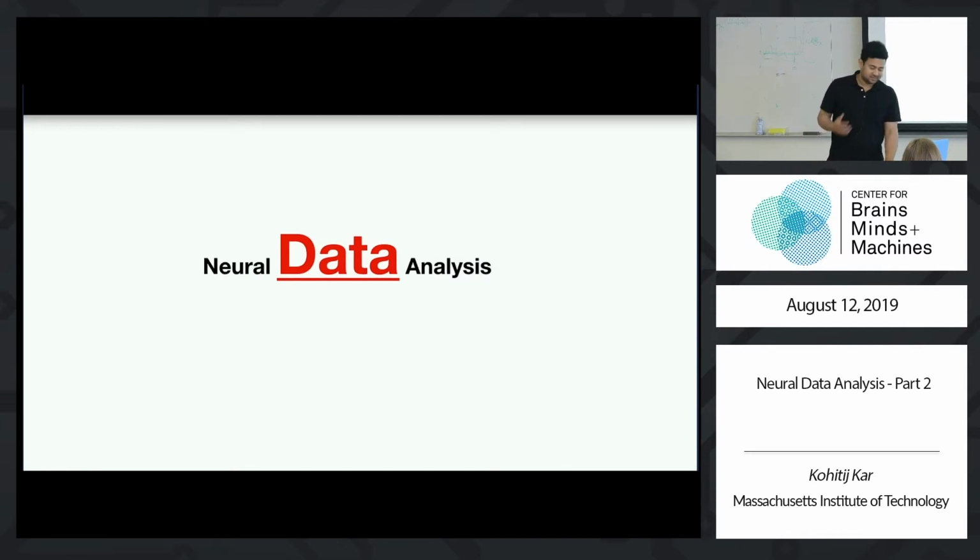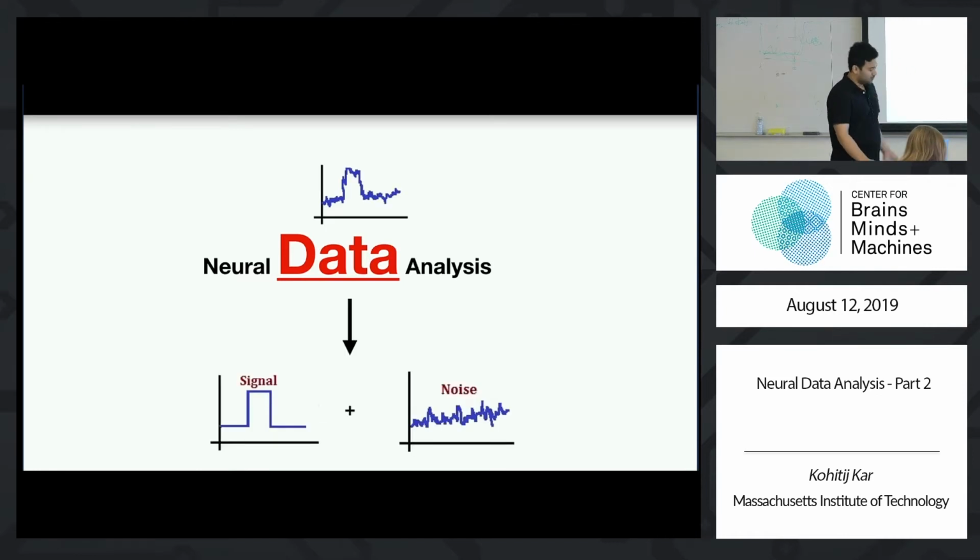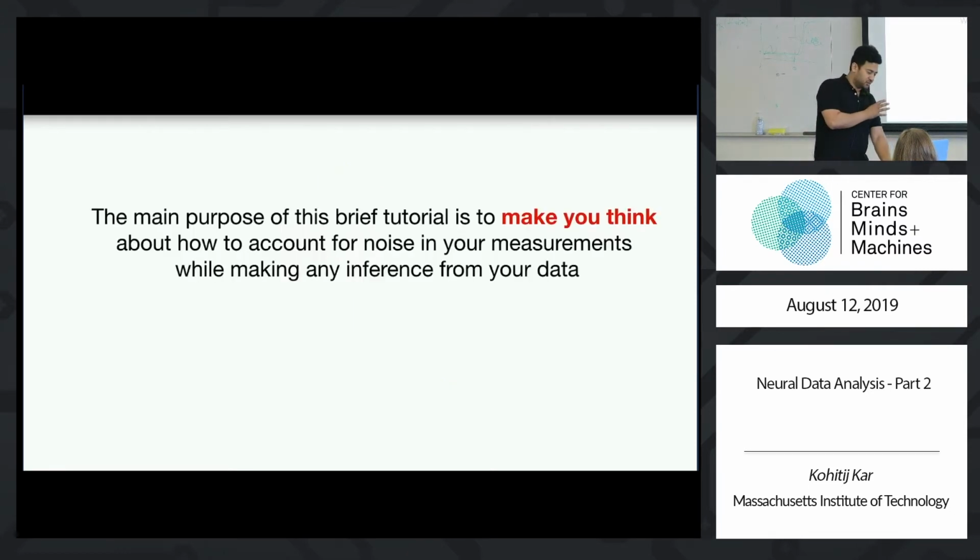Neural data analysis, the big word is data, and nowadays we're collecting huge amounts of data, so it's important to know how to deal with data and how to make the right kind of inferences. We know that data comes packed with noise, so data can be decomposed into signal and noise. We typically want to make inferences on the signal, and we want to avoid noise. The main purpose of this short tutorial is to make you start thinking about how to account for noise in your measurements while making inferences from your data.